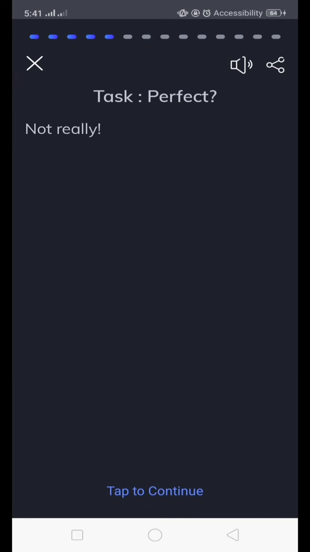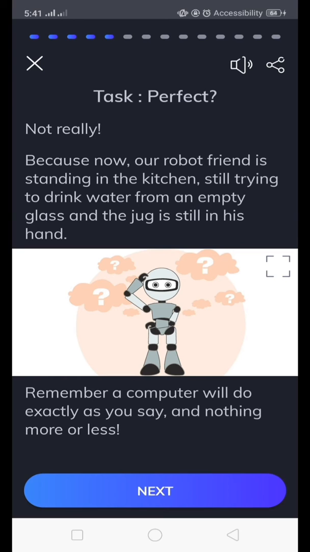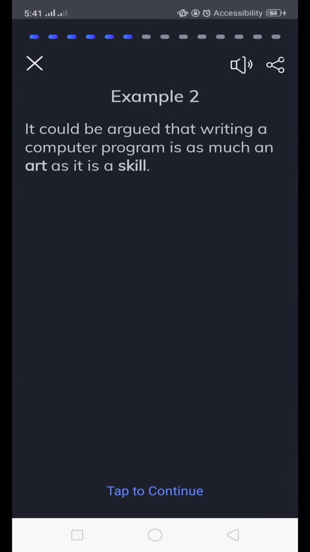Not really. Because now, our robot friend is standing in the kitchen, still trying to drink water from an empty glass and the jug is still in his hand. Remember, a computer will do exactly as you say, and nothing more or less. It could be argued that writing a computer program is as much an art as it is a skill.